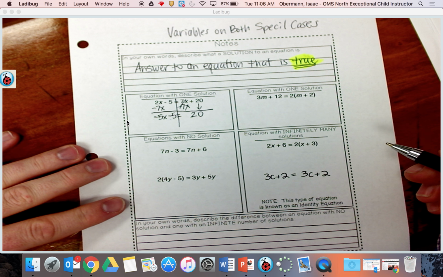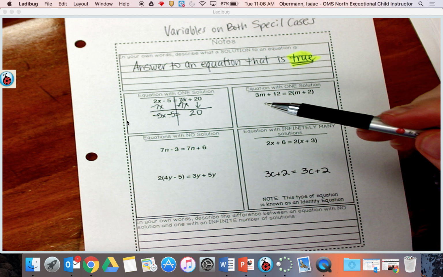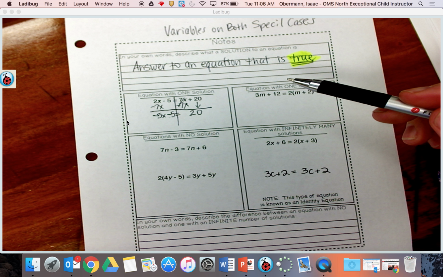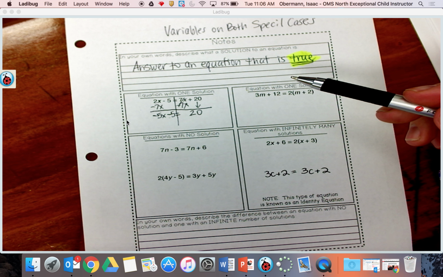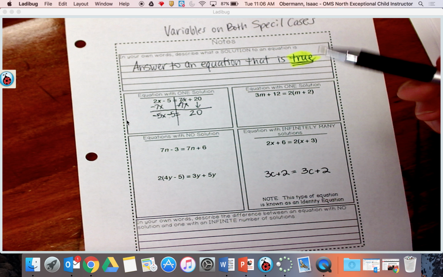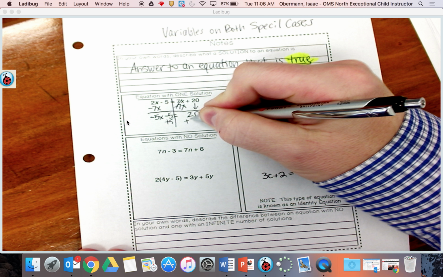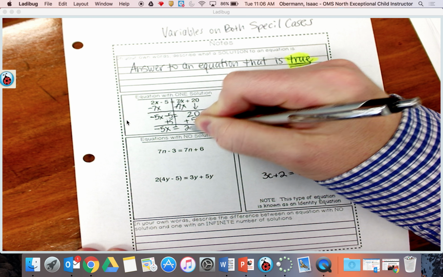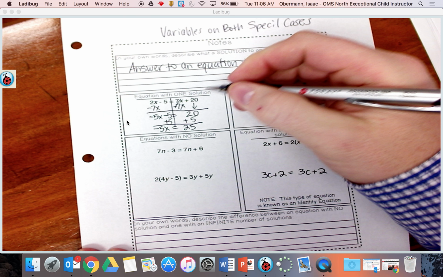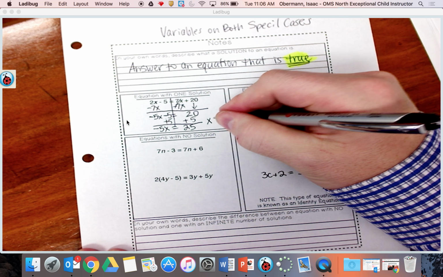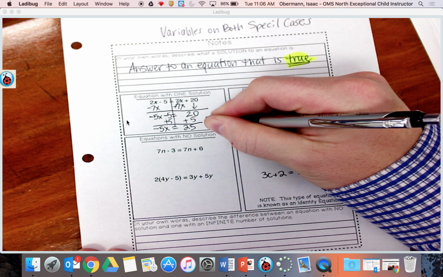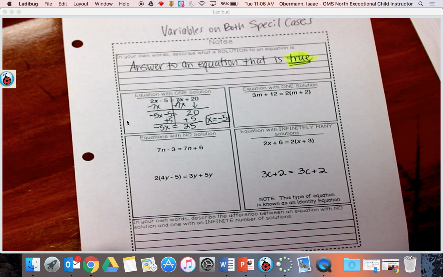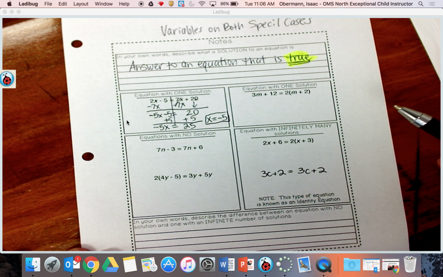I have 20. So now what I need to do is solve the two-step equation that I have right there, negative 5x minus 5 equal to 20. And what I need to do there is basically the same thing: add 5 on both sides. And I get negative 5x equals 25. And then divide by negative 5 on both sides. And what I'm going to find out is that my one equation that is true is x equals negative 5. So that right there would be my solution for that one. That's my one and only solution that makes these two equations true.